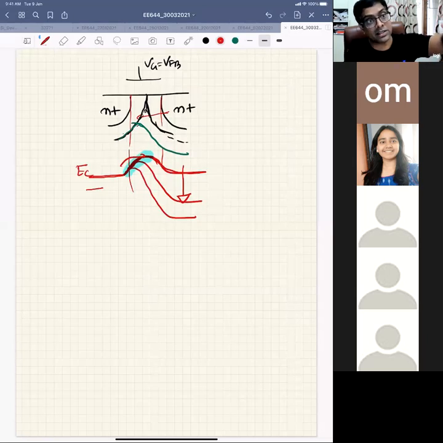But in very short channel transistors, even if I'm not giving any voltage to the gate, you could turn on your transistor just by your drain voltage, right? Because your drain is very close to the source and it could control that. So this is called drain induced barrier lowering.